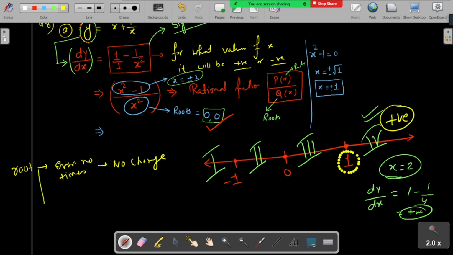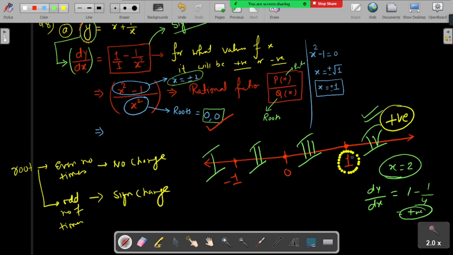If a root is coming an odd number of times, the sign will change. Let me implement this concept and explain.